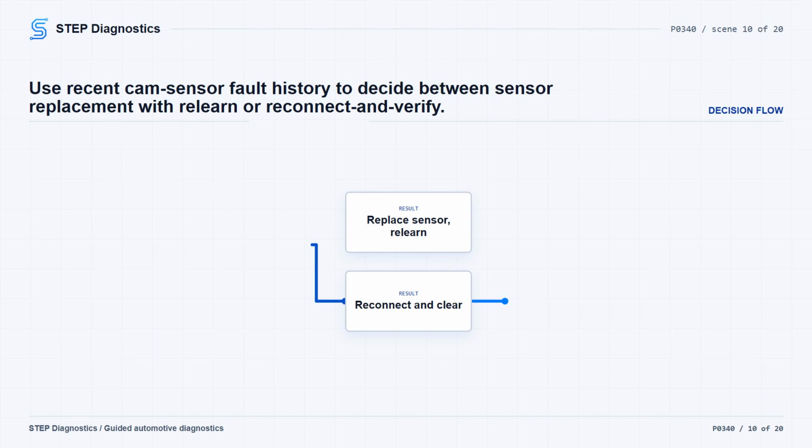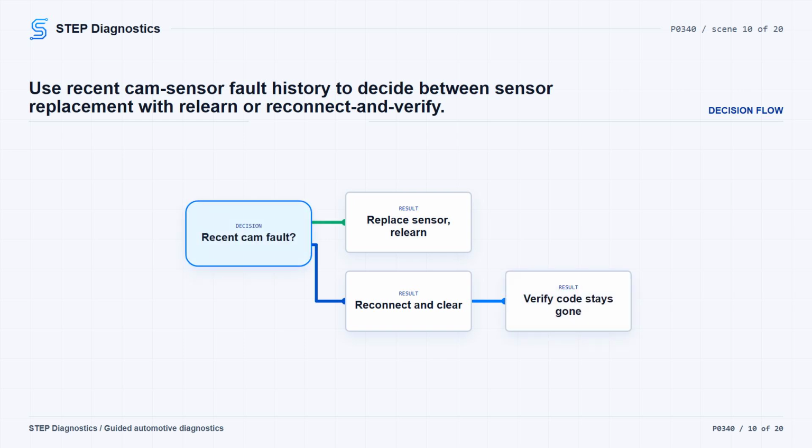If you do not find a problem, check the vehicle history for cam sensor-related faults within the past 90 days. If the vehicle has been in for a cam sensor fault in that window, replace the cam sensor using the proper replacement procedure. Perform the cam/crank relearn with the scan tool and verify the repair. If there is no such history, reconnect the harness connectors, clear the code, and verify it does not return. In that case, the likely cause was a poor connection disturbed during inspection.